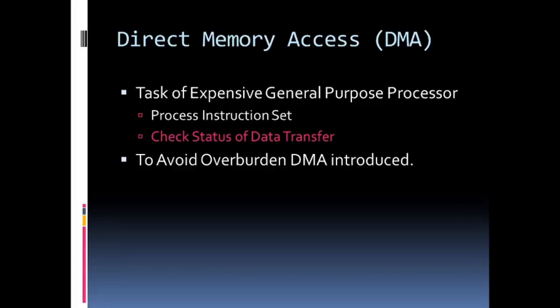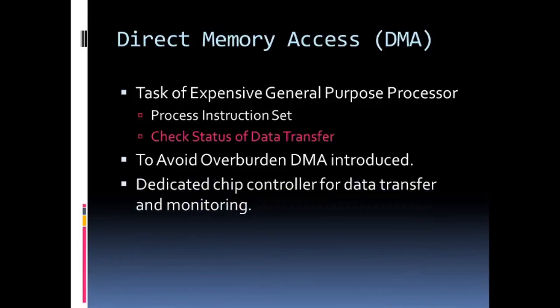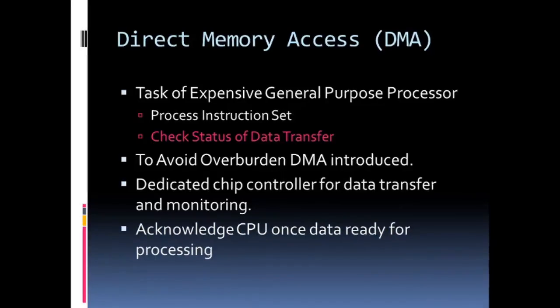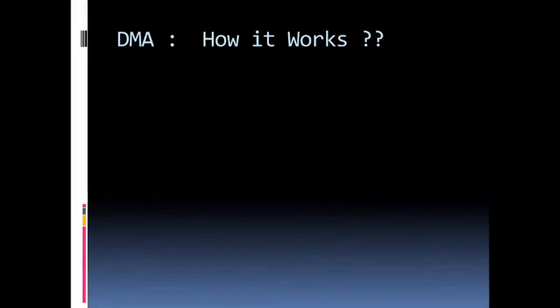This will avoid the overburden of the CPU. Now let's check how it will have a dedicated chip controller for the data transfer and monitoring. Once the data is ready, only then will the CPU be given the acknowledgement that the data is ready and it can fetch the data or start executing for the corresponding IO devices. So let's check how DMA works.